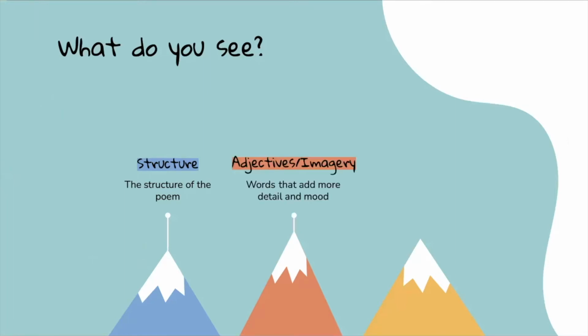Next, we have the use of adjectives to help us create the image of the poem. Adjectives are words that add more detail and create the mood for the poem. In Mary Butler's poem, there are lots of adjectives that can be found.